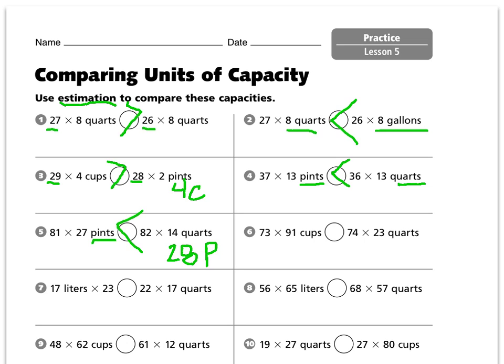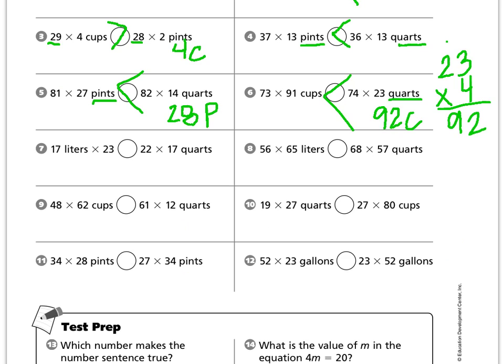73 times 91 cups, or 74 times 23 quarts. You can change the quarts to cups. 1 quart has 4 cups, so you take 23 times 4, which would equal 92 cups, so 74 times 92 cups would be greater. You can see now this one has liters and quarts, and remember, a liter is going to be a little bit greater than a quart. So keep that in mind when you are trying to solve this one.